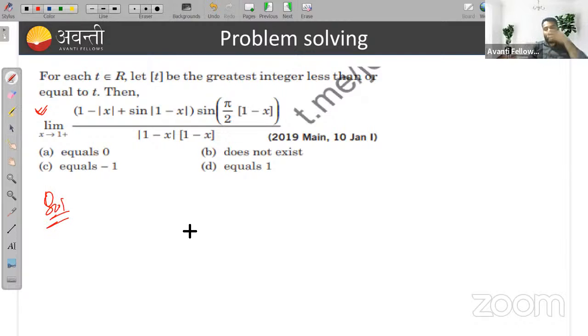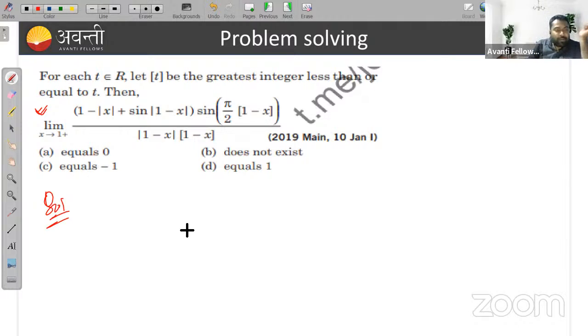Solution. Okay. In the previous questions, we found the left hand limit when x tends to 0 minus. But in this case, we'll find the right hand limit when x tends to 1 plus. So let's discuss the solution.